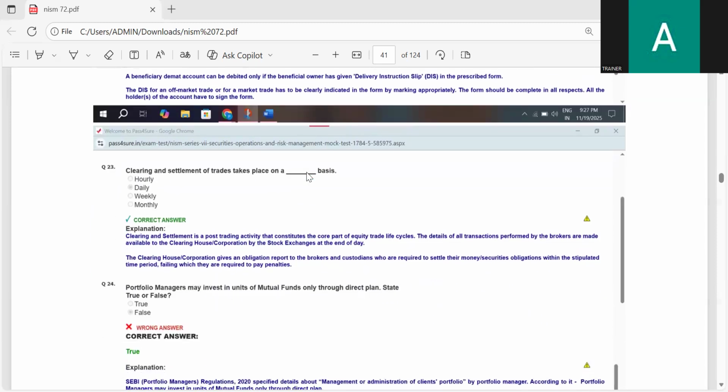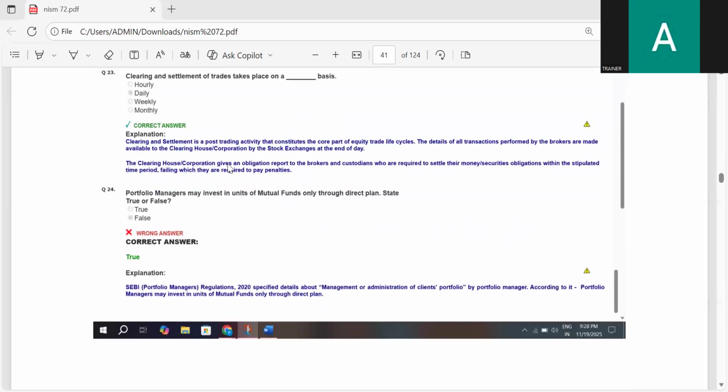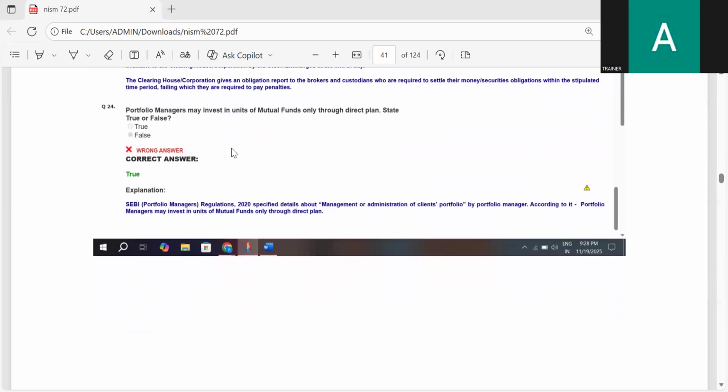Clearing and settlement of trades takes place on dash basis, that is daily basis. Portfolio managers may invest in mutual funds only through direct plan. State whether true or false. It is true.